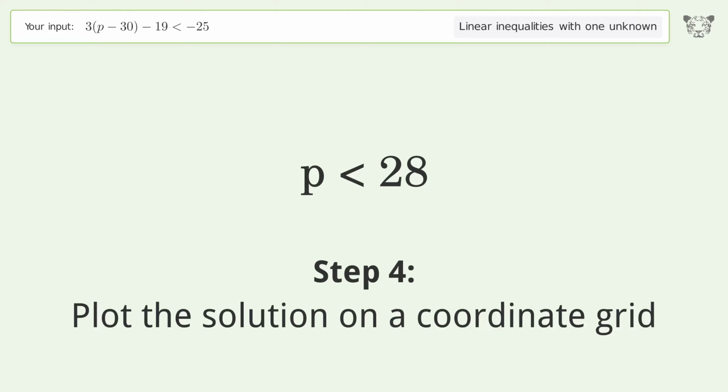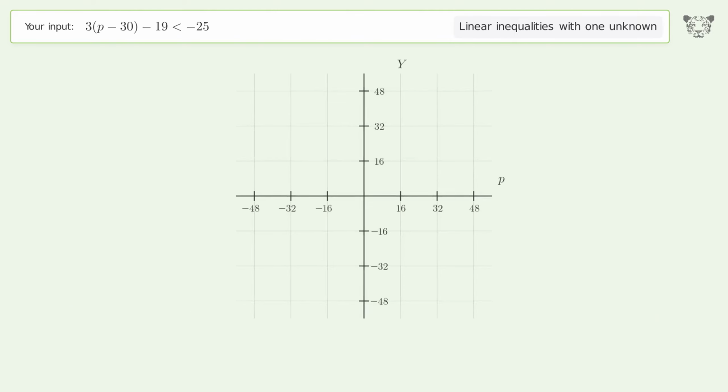Plot the solution on a coordinate grid. And so the final result is p smaller than 28.